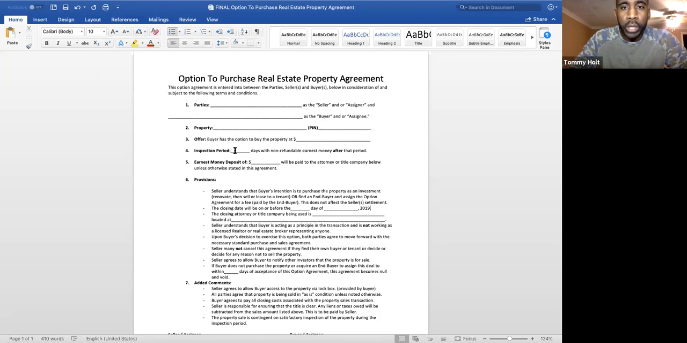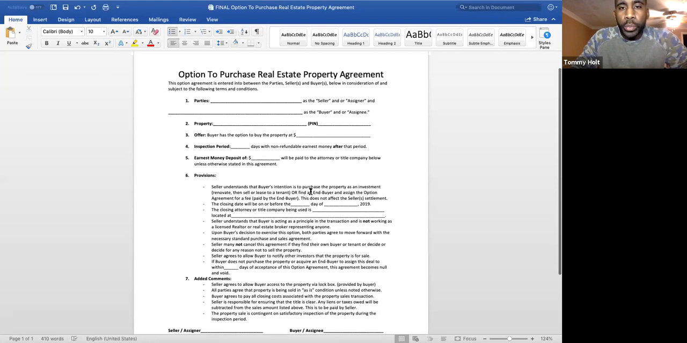Okay. Make sure that money doesn't come out of your pocket. All right. So provisions. Seller understands that the buyer intends to purchase the property as an investment, renovate, then sell, or lease to a tenant, or find an end buyer and assign the option agreement for a fee paid by the end buyer. This does not affect the seller's settlement.